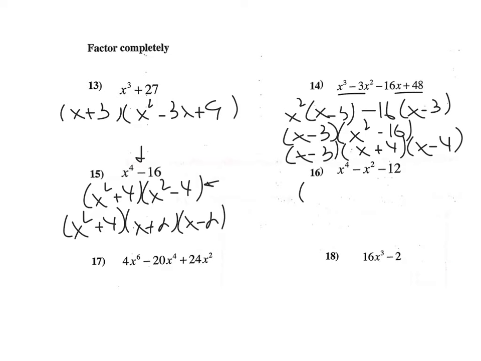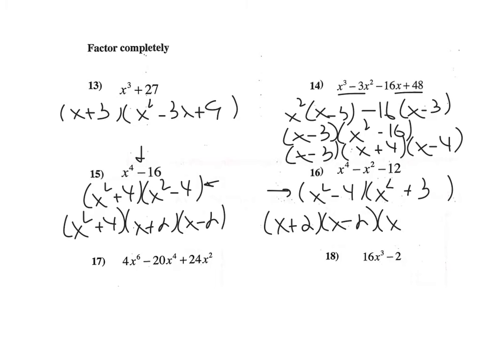It's a quadratic form, so I'm going to use x squared and x squared because I have x to the 4th. Factors of 12 that give me -1 would be minus 4 and plus 3. And again, I would be done, except there's a difference of squares. So break down that one, (x plus 2)(x minus 2), and I get an x squared plus 3.